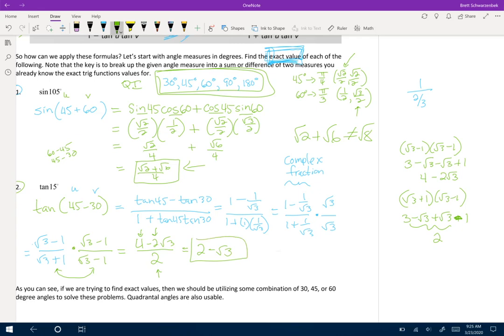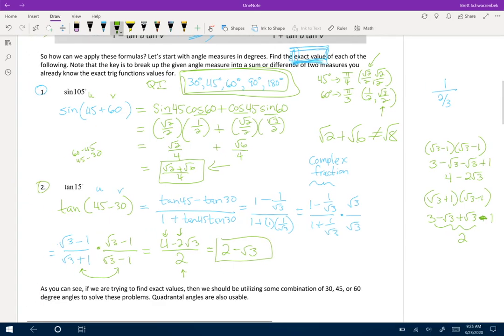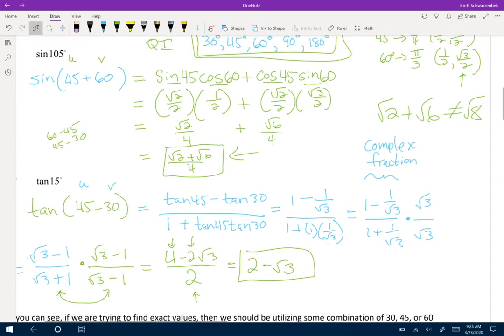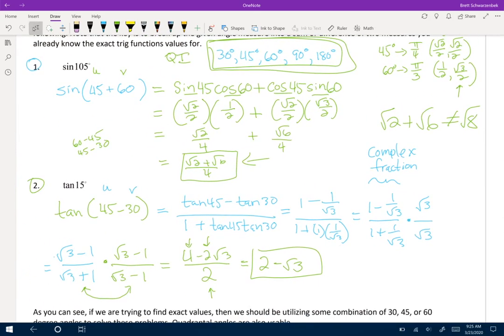So on exams, this is essentially what I would be looking for. I would be looking for you to take these values and find the exact ones using some variation of angles or values that you know.